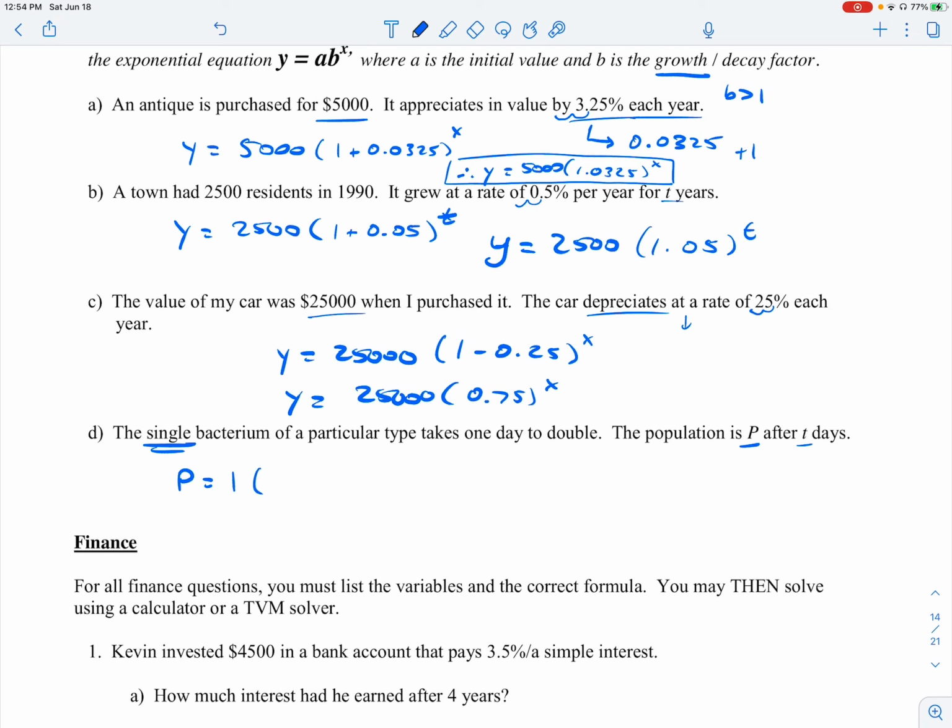And it takes 1 day to double. Okay, so this isn't a percentage. This is telling us that it doubles. That's my growth factor, times 2 each time. So I'm just going to put 2 in here. And then we add the exponent t. So after 1 day, we would put 1 in for t, and we would have 2, and so forth.